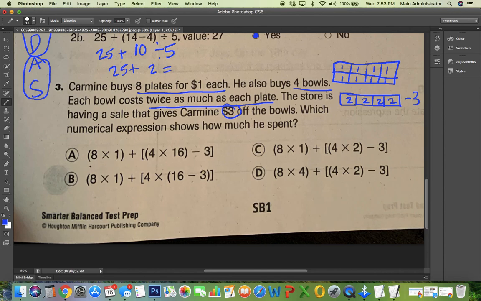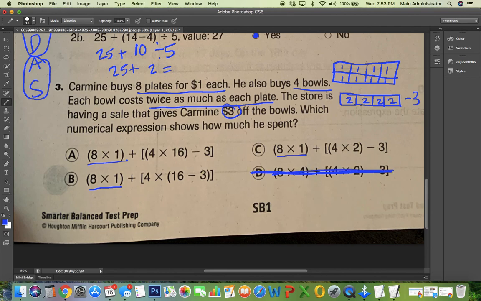I'm going to try process of elimination. So I have my 8 plates for $1. This says 8 plates for $1, so I'm keeping it. This says 8 plates for $1, keeping it. This says 8 plates for $1, keeping it. This says 8 plates for $4 each. That's not correct. I'm saying D is out.